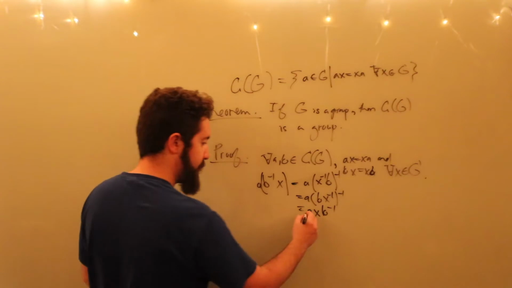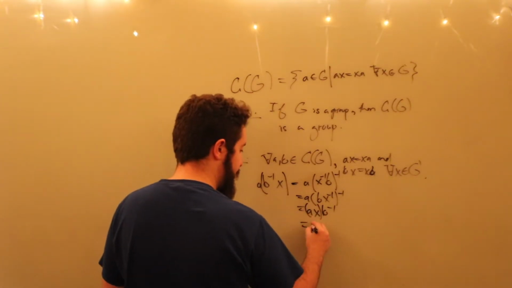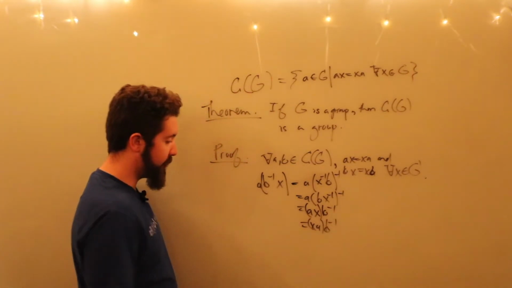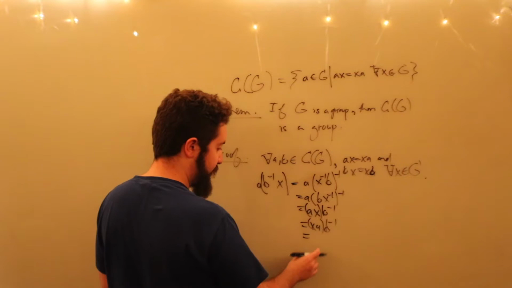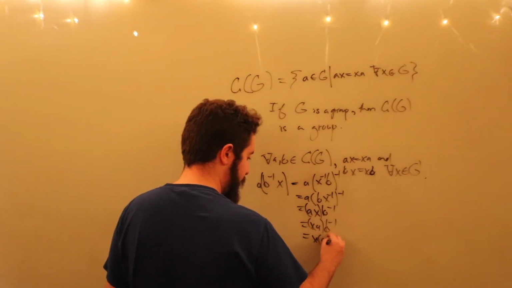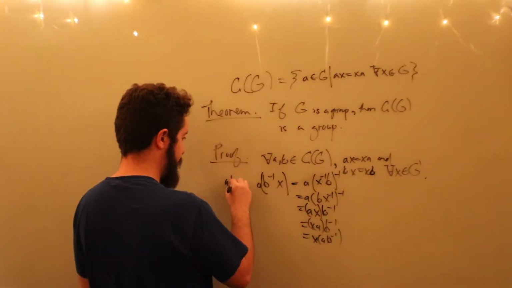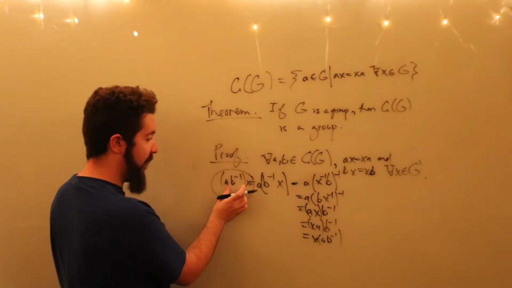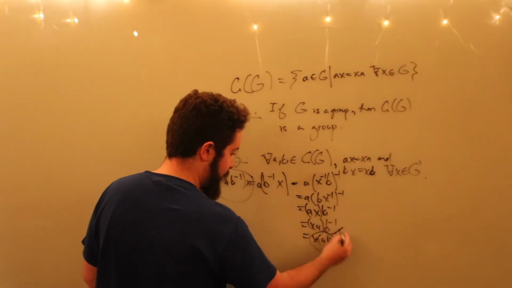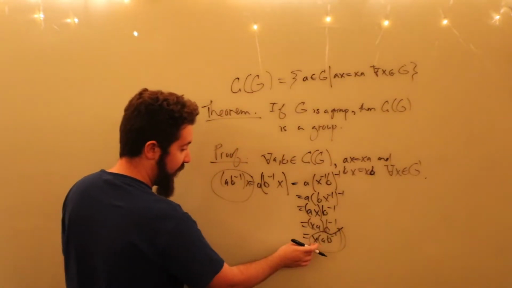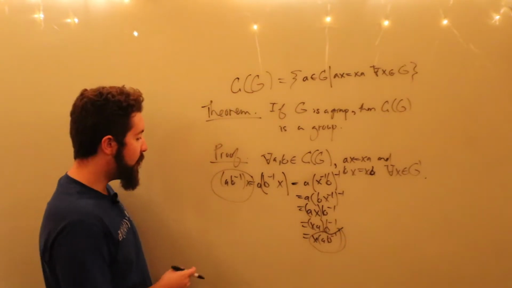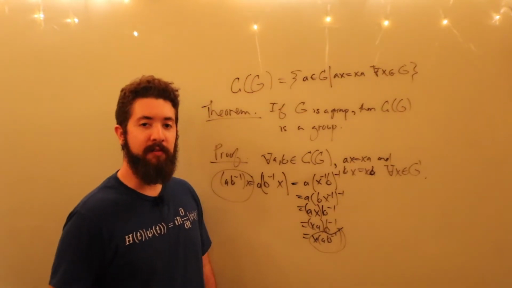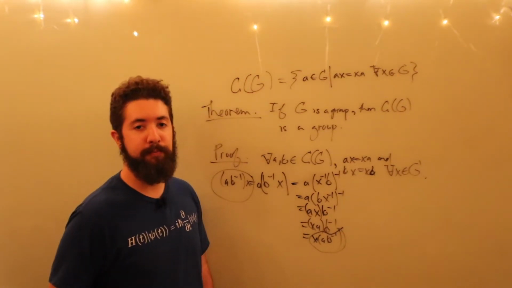But we know that AX is just equal to XA for all X in the group, so if we take out this parenthesis and put it here, we have exactly what we were trying to show: that A times B inverse times X is equal to X times the element AB inverse for all A and B in the center of G, and thus by the subgroup test, the center of a group is itself a subgroup.